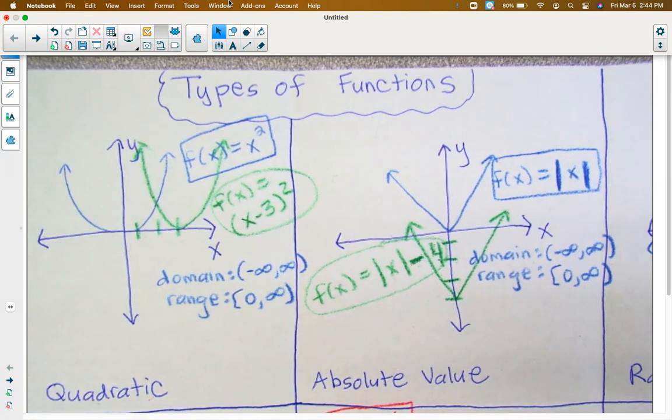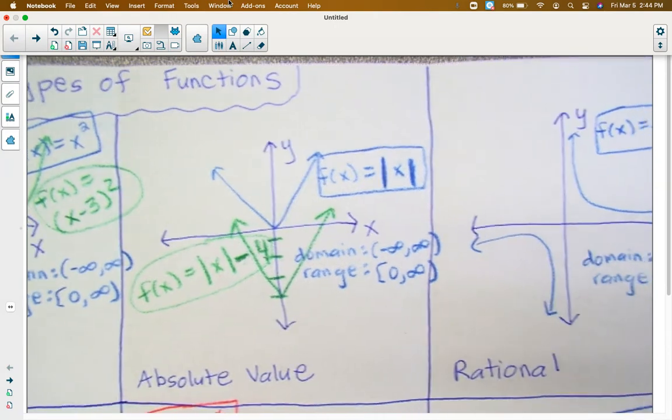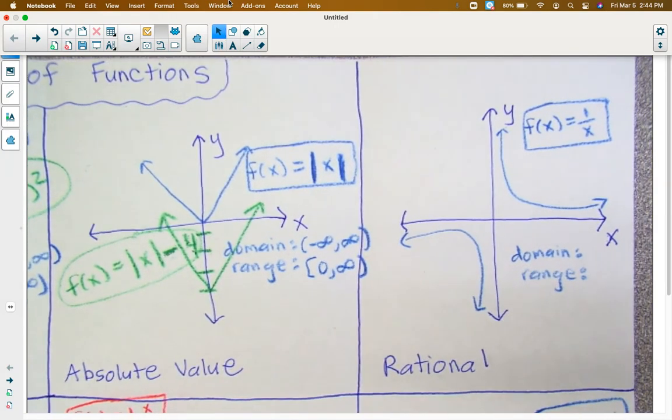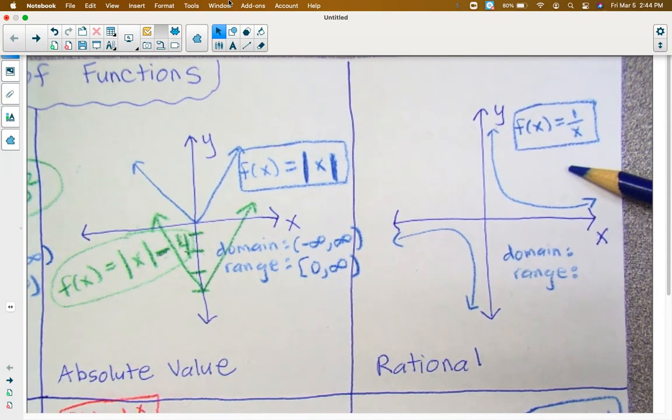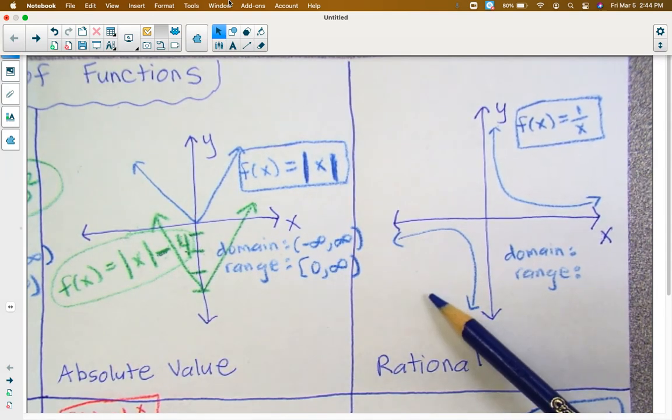Next up, I've got a rational function. So moving on, we've got a rational function that we'll take a look at. So this is my parent rational function. As you can see, I have a branch in the first quadrant and I have a branch in the third quadrant.